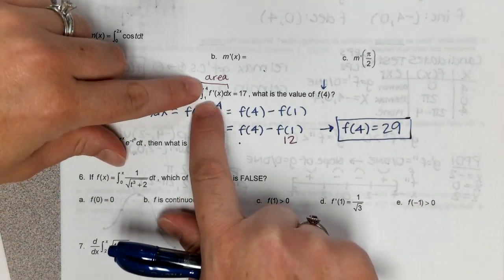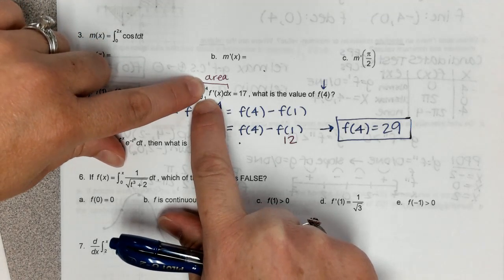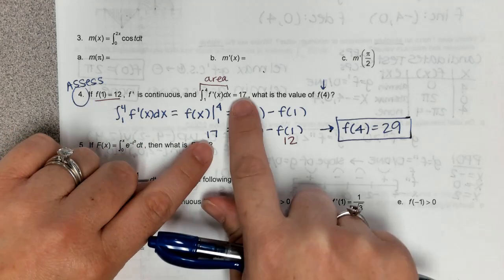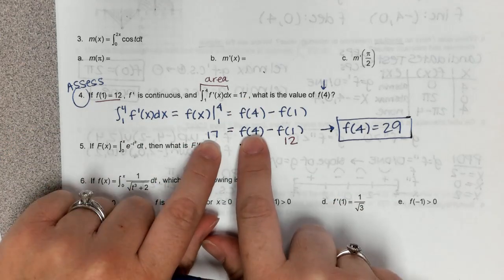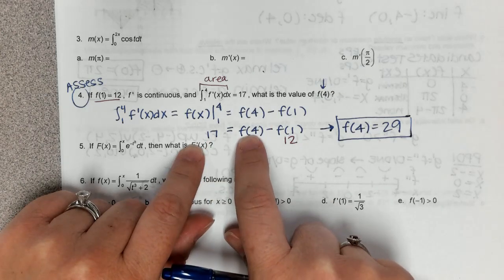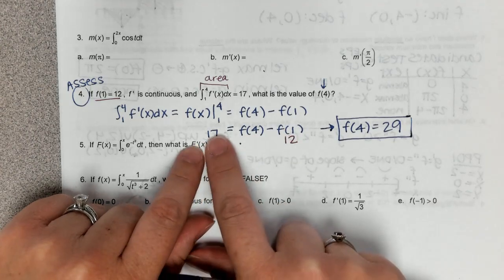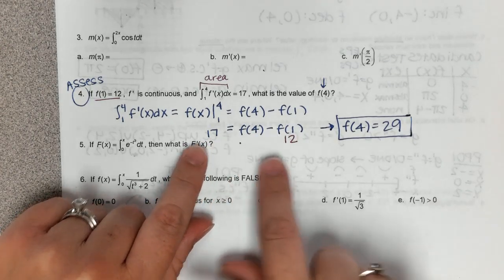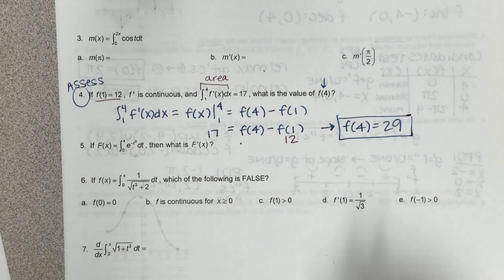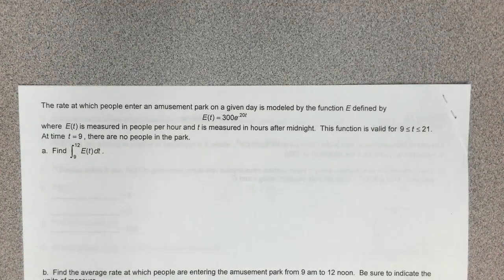So if you know one of these two y values, you can subtract it or add it to the area to get the other one. Like if I knew the lower bound, I could add it to the area to get the upper bound. If I knew the upper bound, I could subtract the area from it to get the lower bound. That's going to be really important for your assessment. Okay, now I want you to turn to the back of the packet. Let's look at a real-world application of FTC.